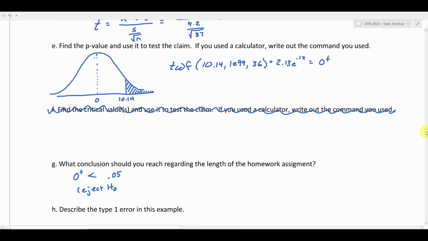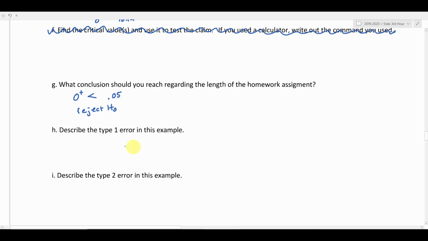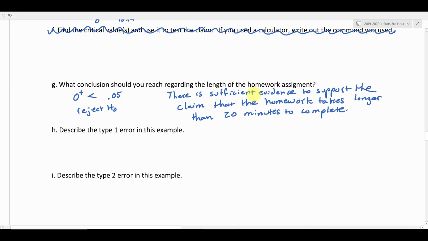So what I'm going to do is write this in the context of the problem, because we don't just want to say reject the null hypothesis to people that don't know anything about stats. So we want to make sure that we write this in a way that people can understand what conclusion we came to. There is sufficient evidence to support the claim that the homework takes longer than 20 minutes to complete, right? And that's what the student was claiming in the first place. So the student was right. The homework does take longer than 20 minutes. There's enough evidence to support that claim there. So I might, as a teacher, need to go back and take a look at that homework.